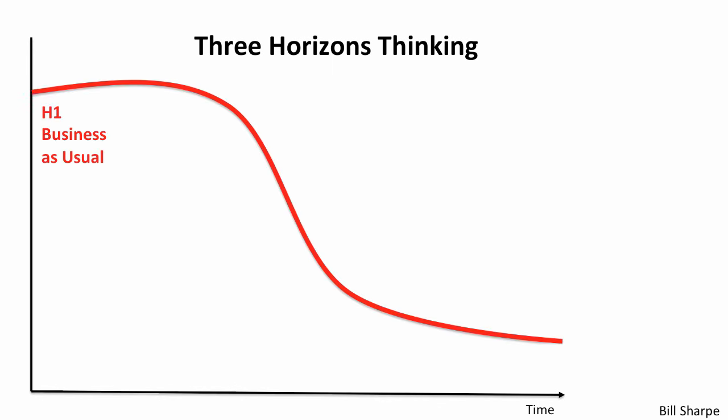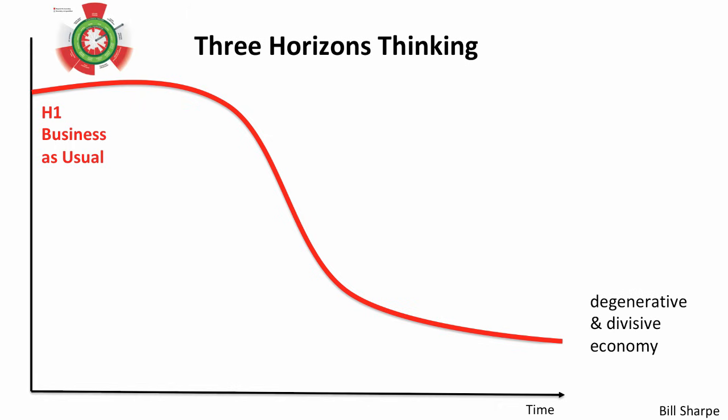H1 is business as usual, the dominant way of doing things today. We believe that there is something about it that means it's not fit for the future, and it contains the seeds of its own demise. Hence, over time, we believe that it will decline. For this example, I'm going to call it the degenerative and divisive economy that is predominant today, and that's pushing humanity out of the donut.